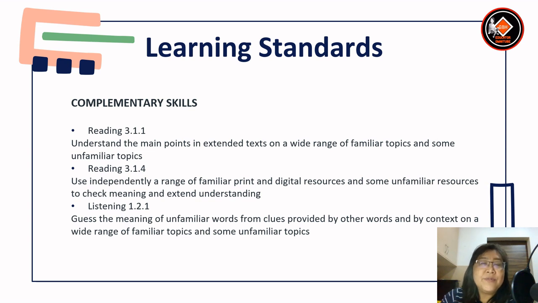Now for the complementary skills, we have reading 3.1.1. Understand the main points in extended text on a wide range of familiar topics and some unfamiliar topics. And then we have reading 3.1.4. Use independently a range of familiar print and digital resources and some unfamiliar resources to check meaning and extend understanding. And the last one, listening 1.2.1. Guess the meaning of unfamiliar words from clues provided by other words and by context on a wide range of familiar topics and some unfamiliar topics.